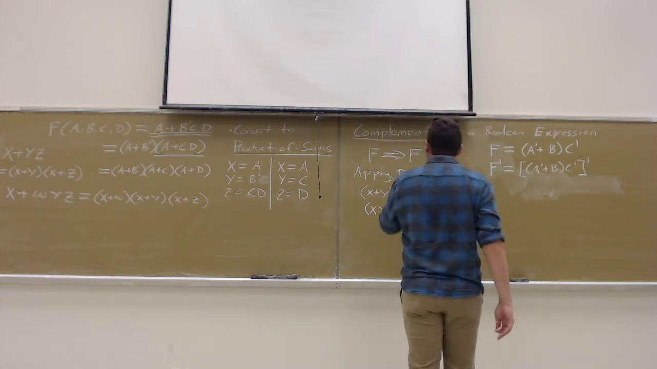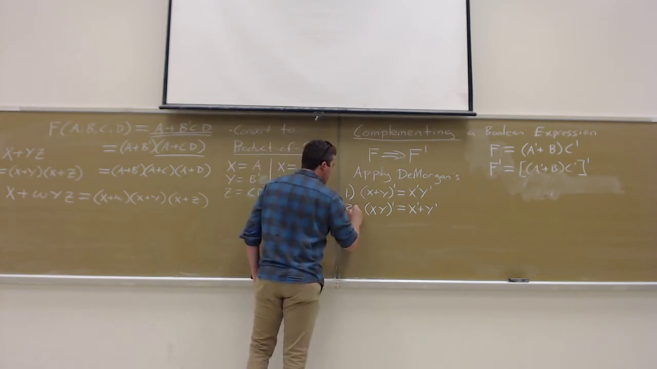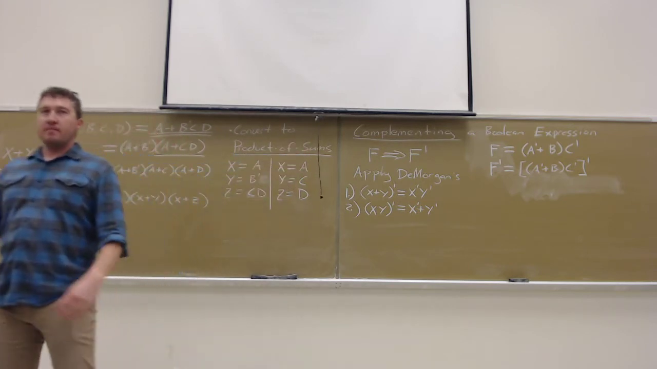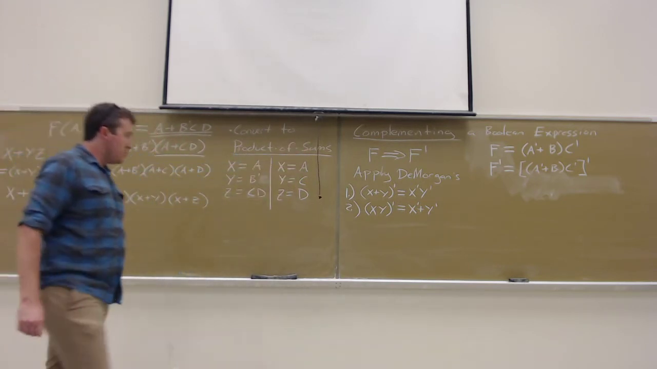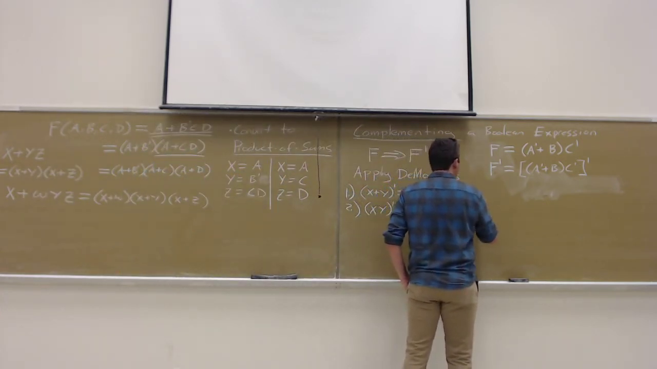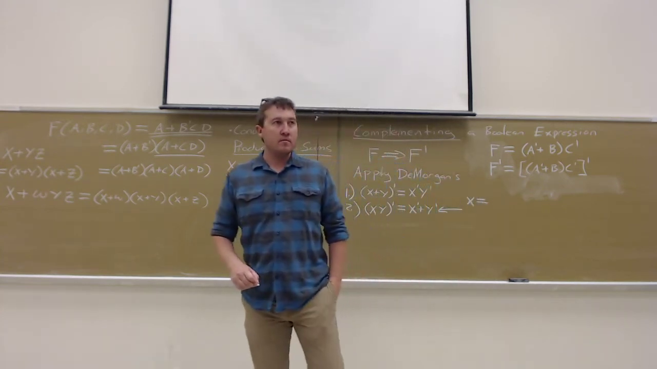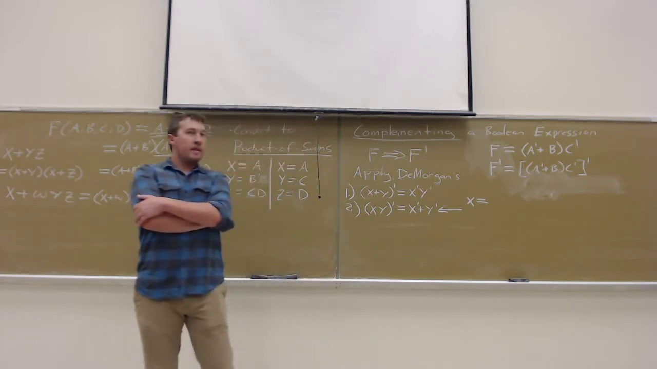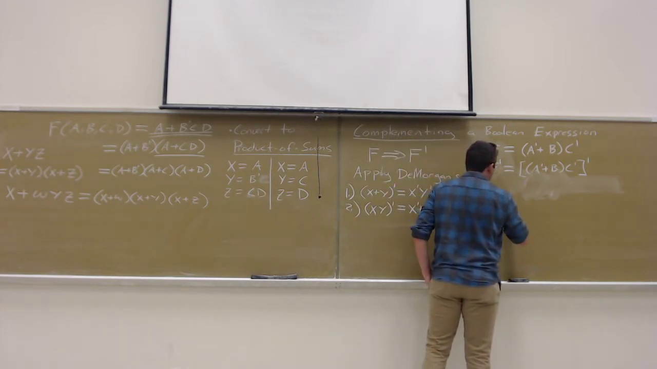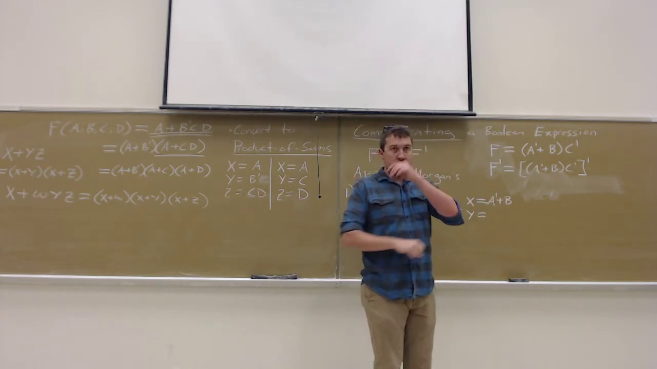If I apply a number to these two things, call the first one, the one with the OR, 1, and the one that's ANDed, 2, which version of De Morgan's theorem do we want to use first? Let's use 2. Our x is equal to what? A prime or b. And our y is equal to c prime.